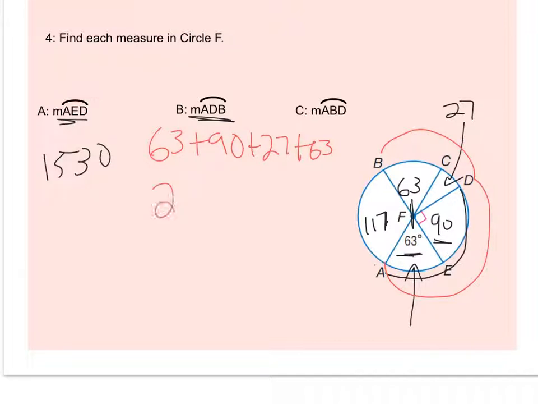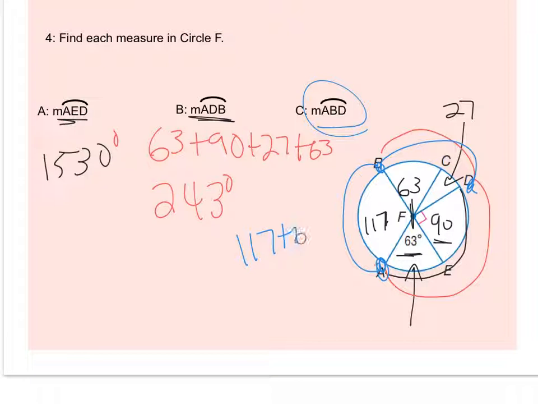So that's going to be 243. And then if I look at ABD, A to B to D, that's going to be 117 plus 63 plus 27. And that's going to be 207.